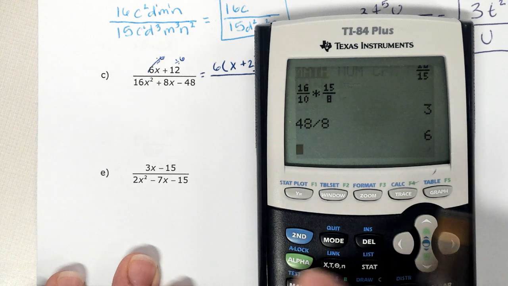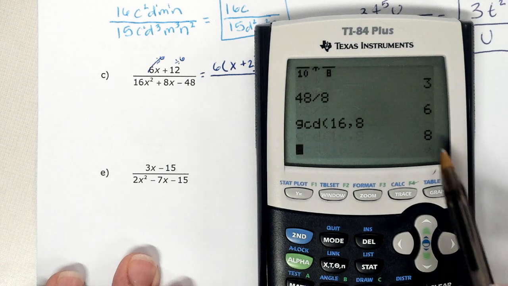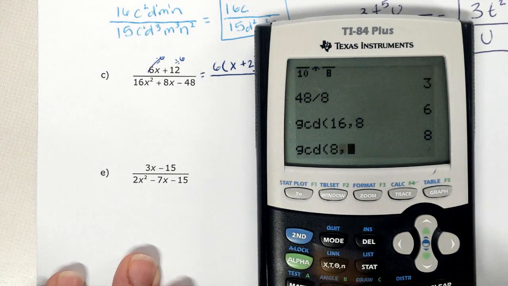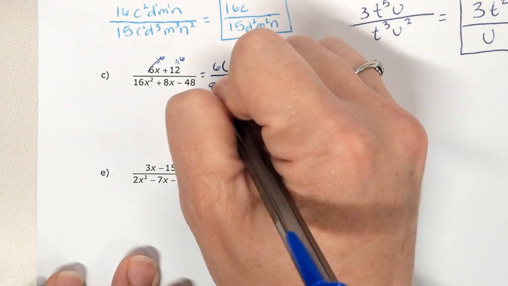Or you can remember, do math, write 9, 16, comma 8. That gave me 8. So math, write 9. Remember, you use your GCF, comma your third number, so 48. And don't type negatives, don't type letters. So 8 is my GCF. So I can take out 8, and I have to divide.